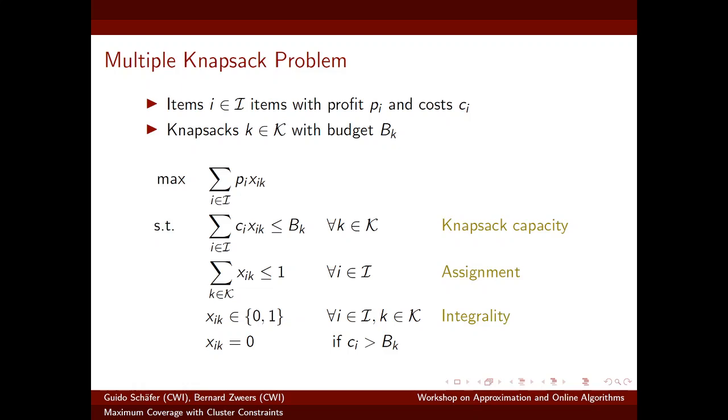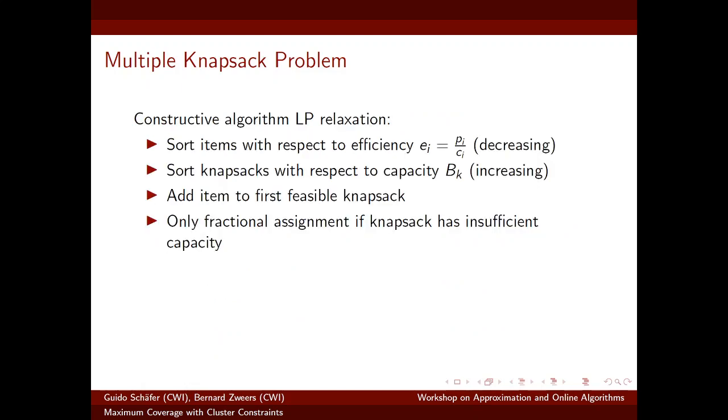This is just a standard problem, and the nice thing about it is that there's a constructive algorithm for the LP relaxation. The idea behind it is that you sort the items with respect to their efficiency, which is the profit of an item divided by the cost. Then you sort the knapsacks with respect to their capacities, the smallest knapsacks first, and then you add an item to the first feasible knapsack. We will ideally assign it integrally, but you only assign an item fractionally if the knapsack has insufficient capacity. You then assign the rest to the next knapsack.